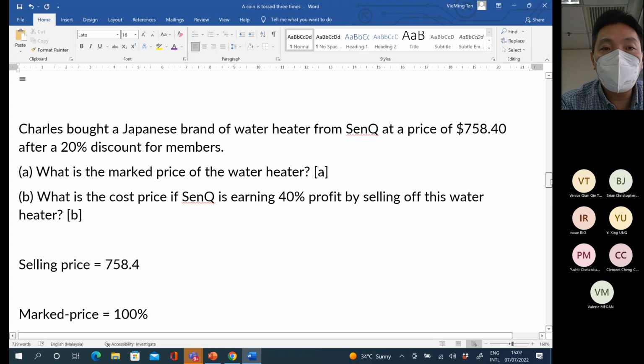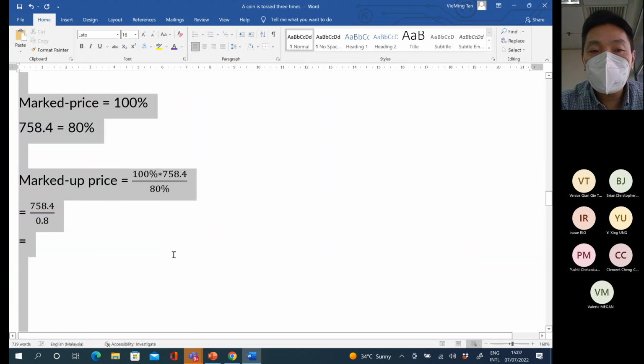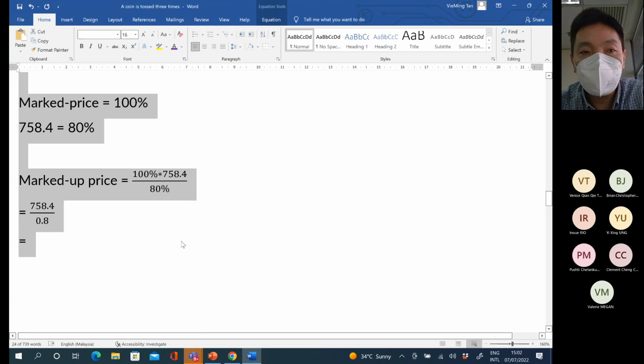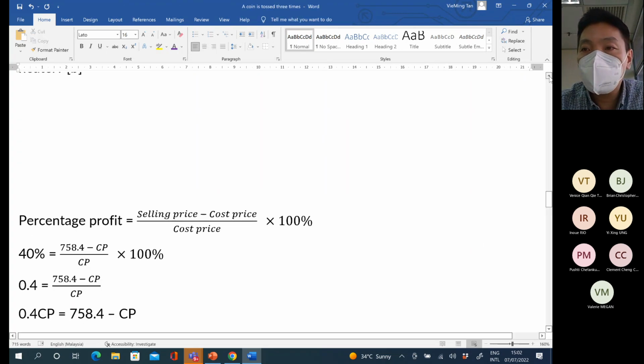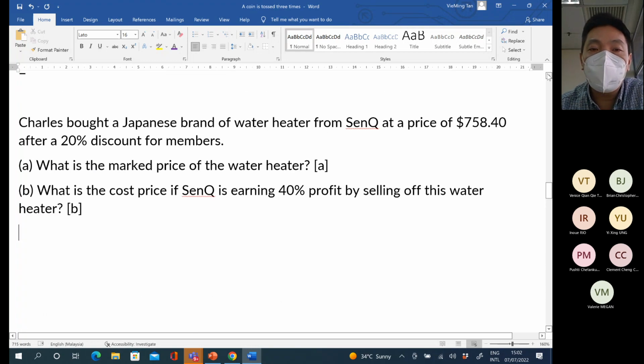Okay, now we'll move to part B. Part B is to ask what is the cost price? That means calculate the cost price. This is the cost price of SenQ. That means how much SenQ purchased from the wholesaler. How much SenQ purchased from the wholesaler.